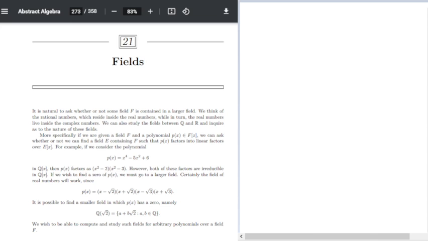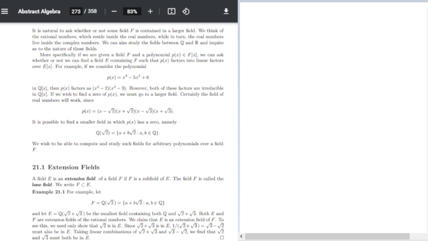Chapter 21, Fields. It is natural to ask whether or not some field F is contained in a larger field. We think of the rational numbers, which reside inside the real numbers, while in turn the real numbers live inside the complex numbers. We can also study the fields between Q and R and inquire as to the nature of these fields. More specifically, if we are given a field F and a polynomial p(x) in F[x], we can ask whether or not we can find a field E containing F, such that p(x) factors into linear factors over E[x].